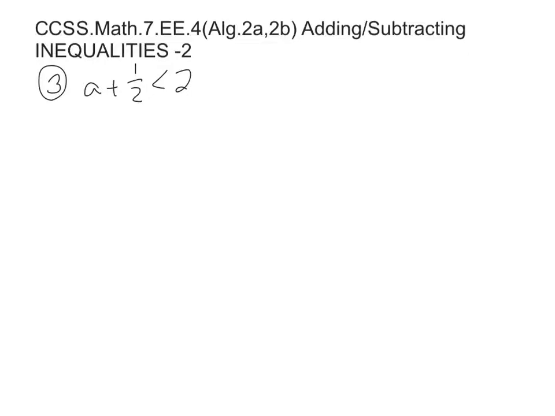So let's start here. We're going to start on the A side, which is this whole thing here. And we're going to get rid of the constant first, which is subtract 1/2 on both sides of the inequality. And you're left with A is less than, so it'd be 1 1/2.